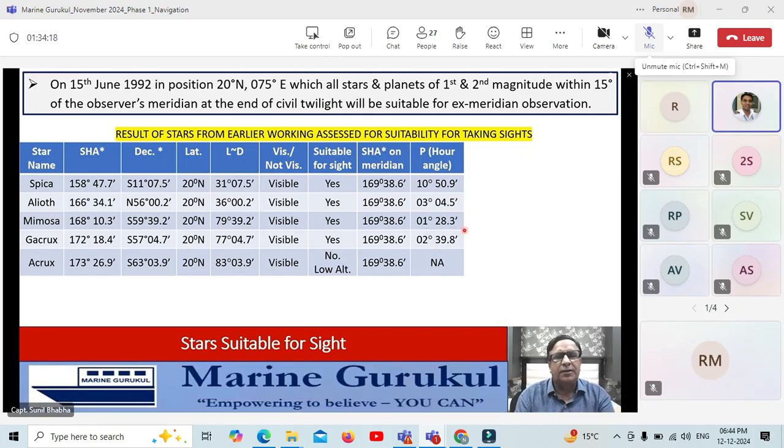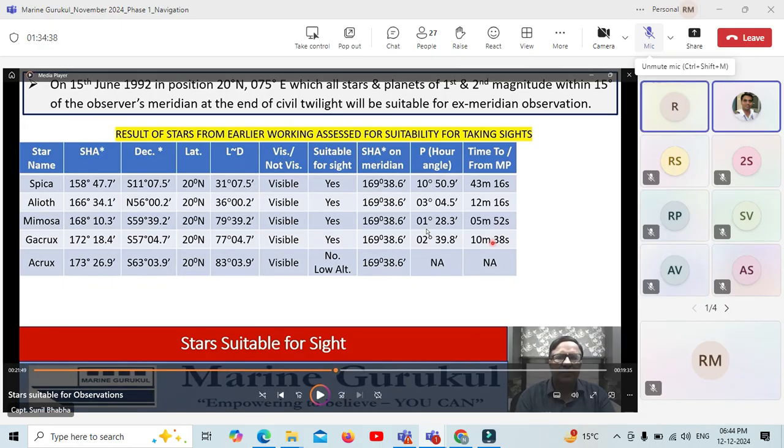Next we get the time to or from meridian passage by dividing this R angle by 15 degrees 2.5 minutes. When we divide, we get time to or from meridian passage as shown here. This is 43 minutes 16 seconds, and we have time for other stars also. So you can check these timings beta. The time for Spica is 43 minutes 16 seconds. Any doubt in the times, let me know.